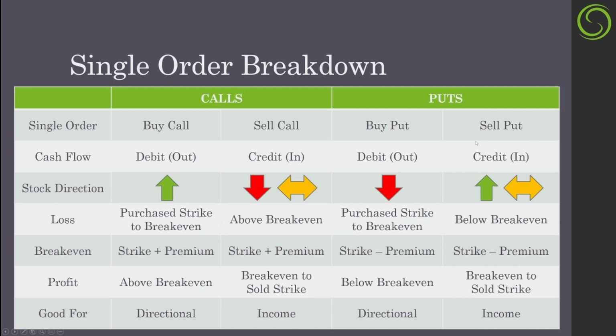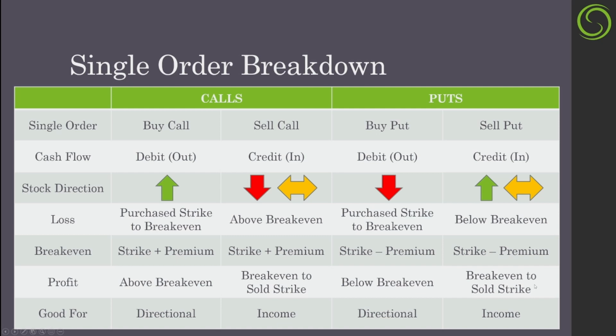So when you sell a put, you're going to take the credit in, just like when you sell a call. So you're going to receive cash, but there's a margin implication here. And what you're looking for is the stock going up or sideways. Losses, well, anything below the break even is going to be a loss, right? Because below break even when you buy a put is profitable. So if you're selling it, anything below break even is going to be a loss. Okay? Your break even when you sell a put is strike minus your premium. And then profits is your break even to the sold strike.